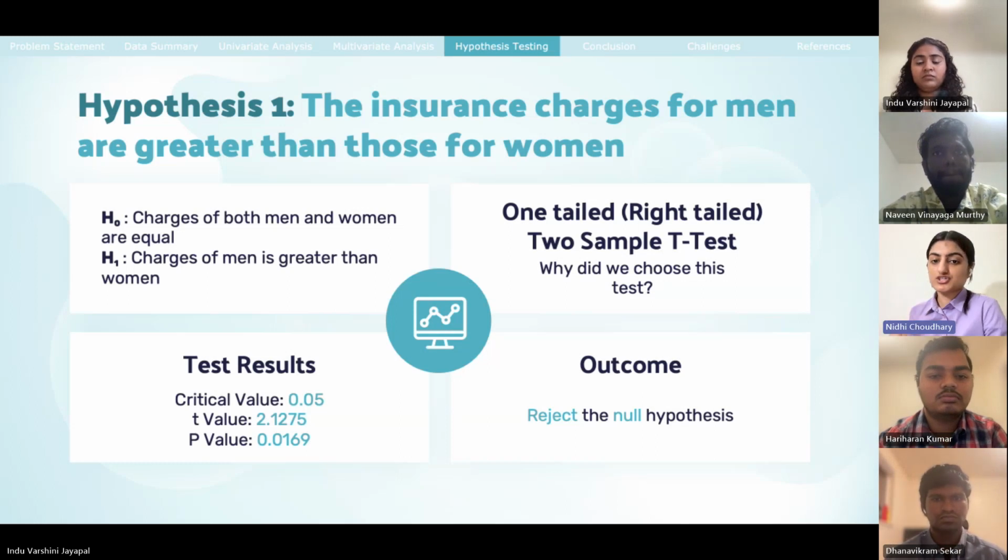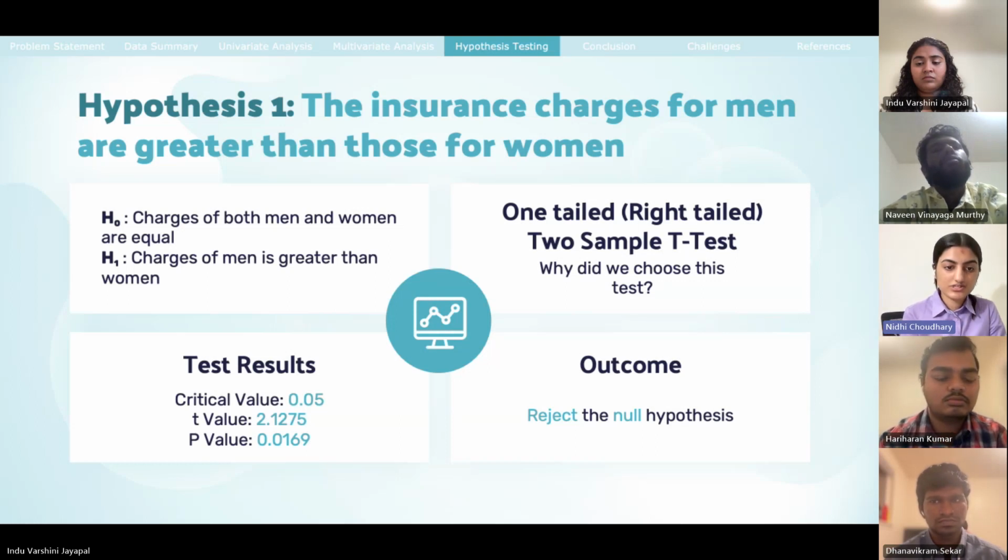This test has a rejection region only on the right tail, and the reason why we use this particular test is because of our alternate hypothesis, which states that the charges of men are greater than women. Because of the greater than sign, we went ahead with the right tail test.